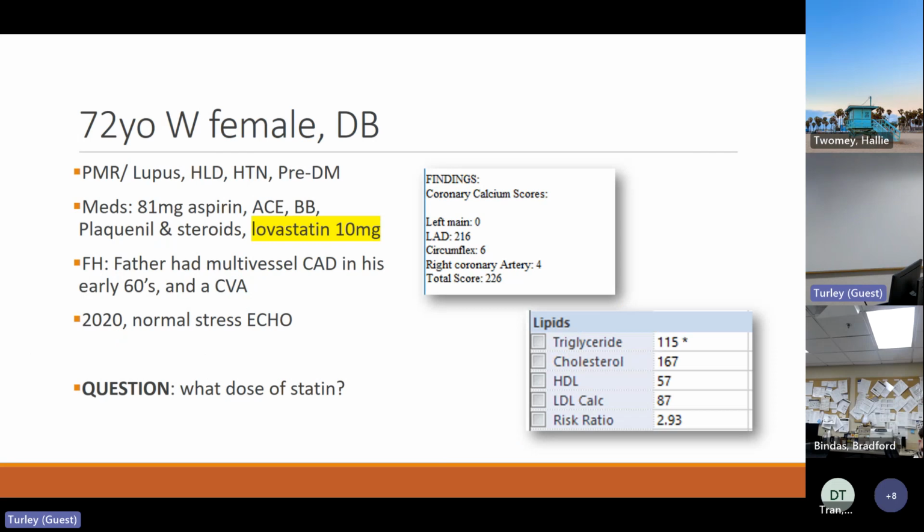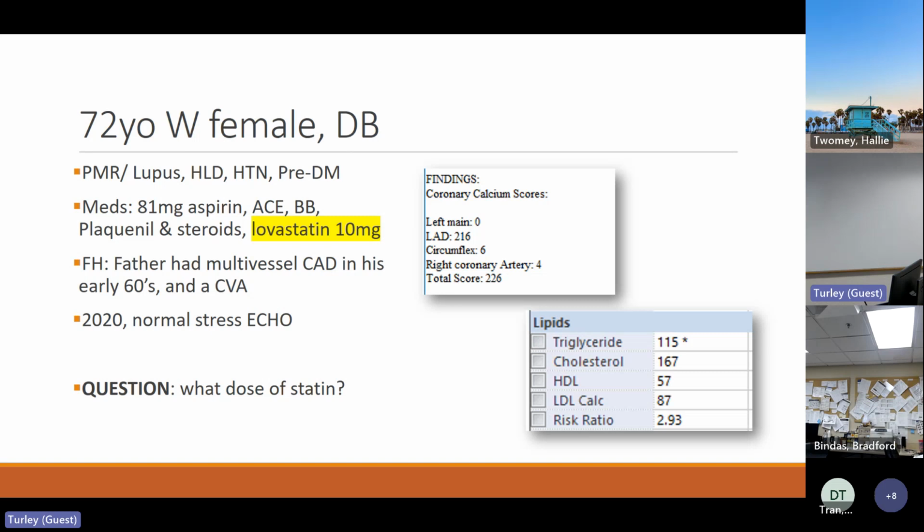So I had a 72-year-old patient of mine with lupus and polymyalgia rheumatica. She's on Plaquenil and steroids. She takes a baby aspirin, blood pressure medication, and lovastatin 10 milligrams. She has a very significant family history of her father having heart disease in his 60s, and he also had a stroke. Her traditional lipid numbers on the lovastatin were pretty good. Her LDL was low and her HDL was high. But because of her family history, I did a coronary artery calcium score.